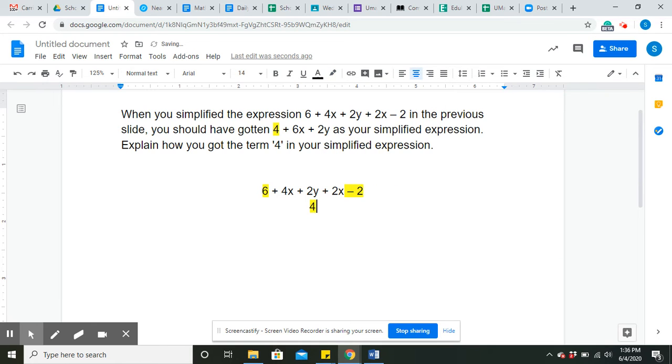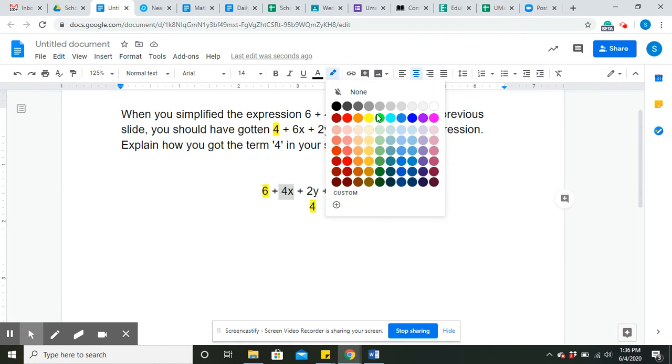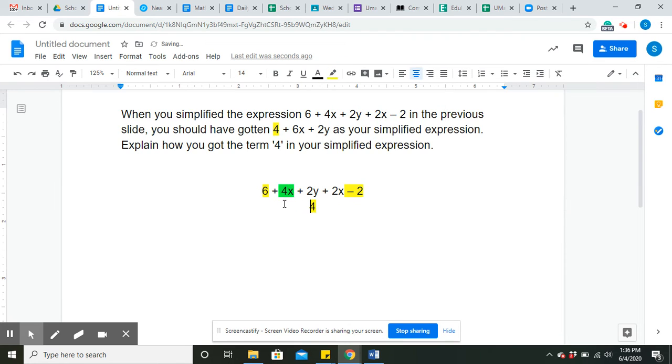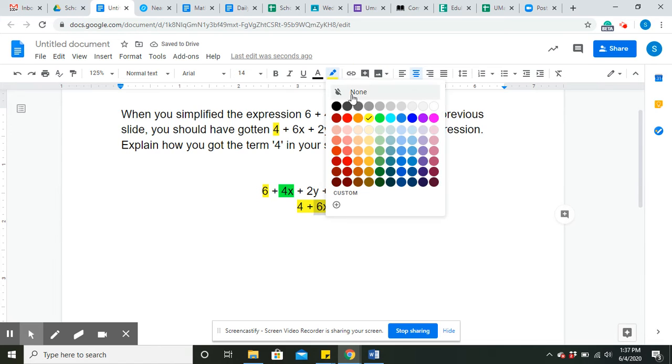So I'm not going to stop there. I do want to make sure that I'm combining all the other terms. I'm noticing that my first term that has a variable is 4x. 4 is the coefficient and x is the variable. I can't combine that with 2y because it's a different variable. I can combine that with 2x. So if I combine 4x and 2x, I would end up with 6x. I'm going to put this in green to show that those are my like terms.